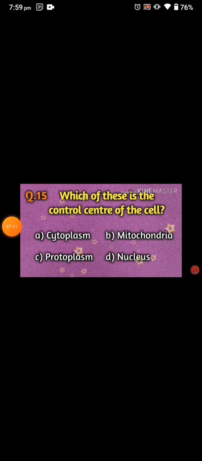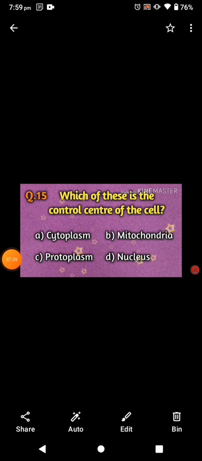This is the last one, the bonus question. Actually, it is a very important one. Which of these is the control center of the cell? I told you, the nucleus is the control center of the cell. Cytoplasm is a jelly-like liquid. Protoplasm is also jelly-like. Mitochondria is the main one, the powerhouse. We call it the powerhouse of the cell. Please remember, this is the main bit.